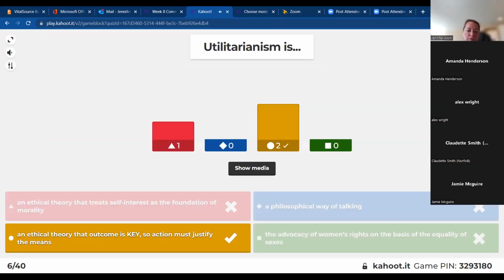Ooh, good work. We reviewed that one. Remember, the action must justify the means, and so our outcome is key. The way you might want to remember that one is utilitarianism. It starts with a U, and we're focusing on our outcome, which starts with an O. I like to do a lot of that, like SO, or UO, or ST, those kind of things, just to help you remember.